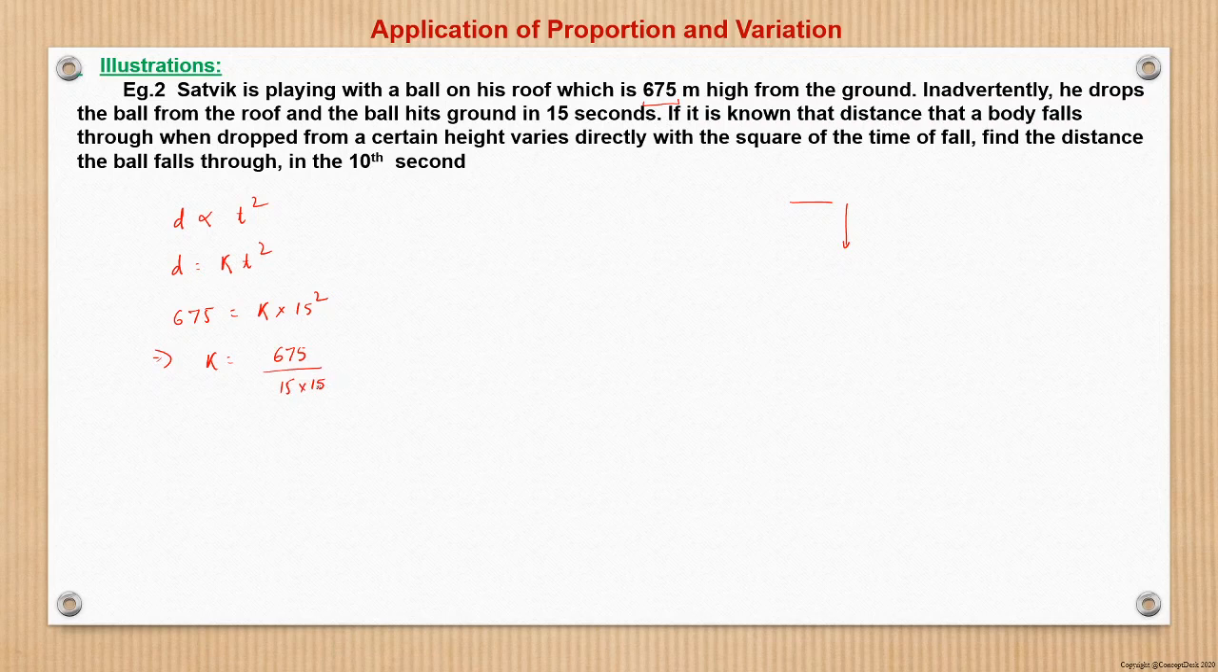So this is 225. 225 goes into it 3 times. So k is equal to 3. The equation becomes d = k times t square, with k = 3. Now what is the question? The question is, find the distance the ball falls through in the 10th second.